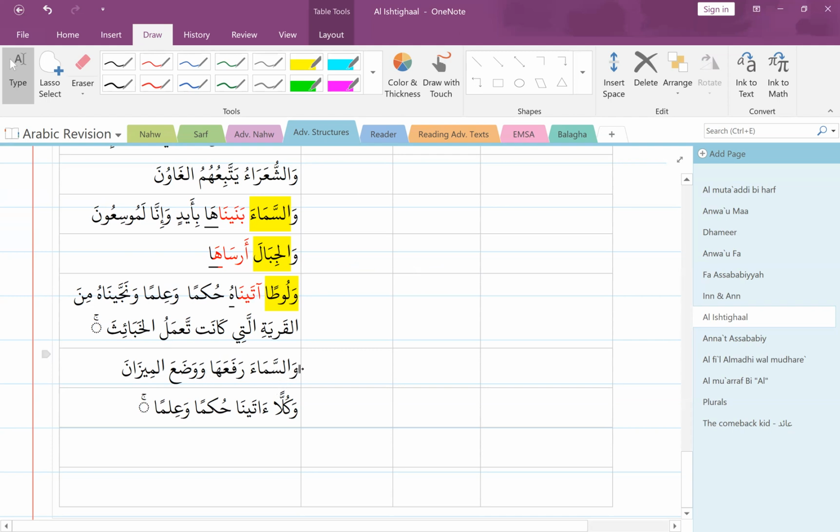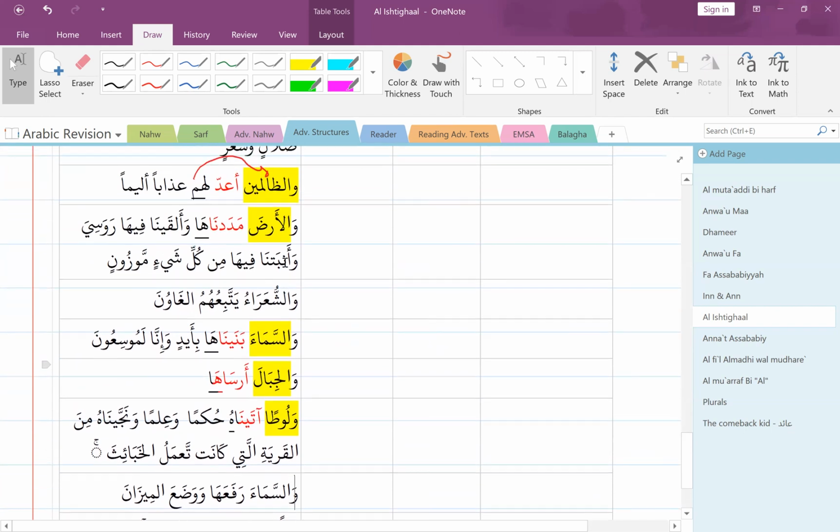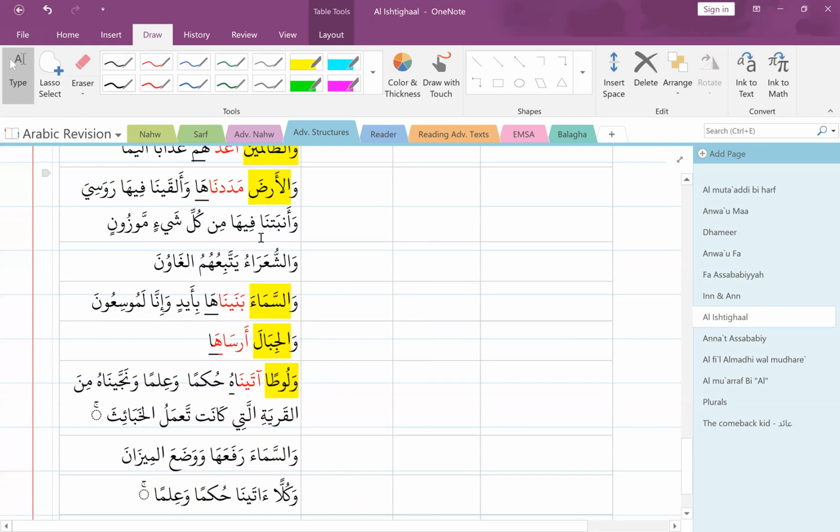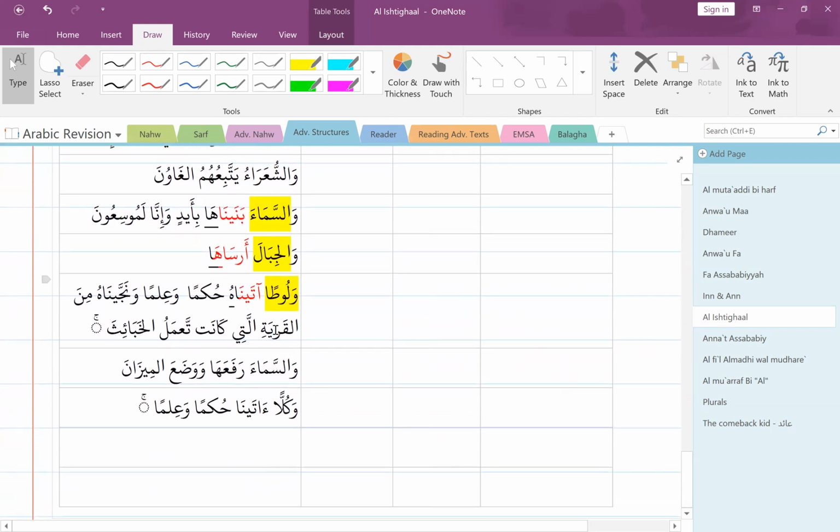And most of the time you can see here where it's at the beginning of a sentence. So this wow is ataf on what came before. So it's at the beginning of an ayah. وَالْأَرْضَ مَدَدْنَاهَا وَالسَّمَاءَ بَنَيْنَاهَا وَالْجِبَالَ أَرْسَاهَا. So you can see it's kind of like at the beginning. So it just tells you that this is al-ishtighaal.